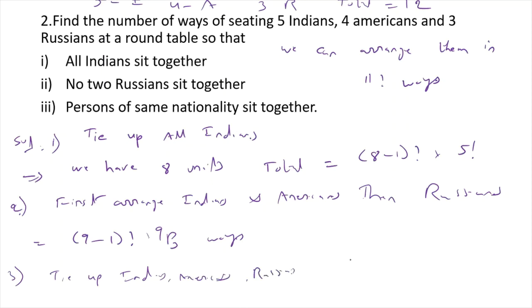Now the total number of arrangements is equal to (3 minus 1) factorial. These are the number of ways in which we can arrange these 3 units, times 5 factorial times 4 factorial times 3 factorial. So these are the total number of arrangements in which all the people of the same nationality come together.